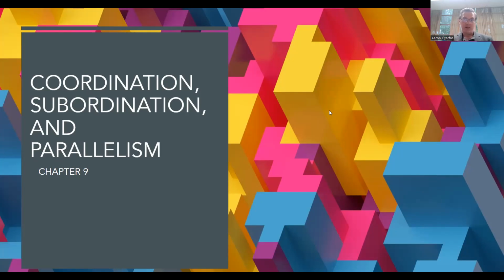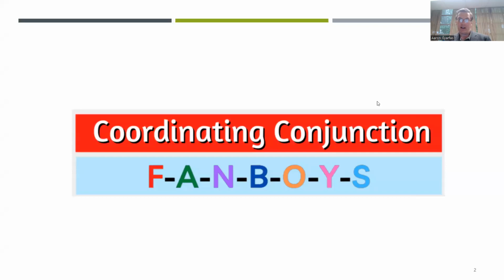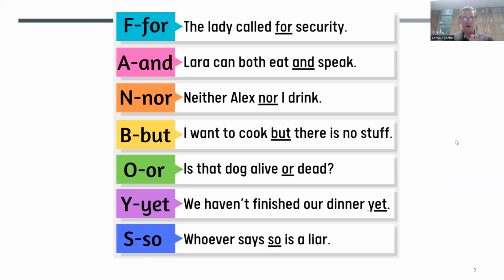This is the first video of 3 videos for Chapter 9. We're going to start with coordination. So again, that involves your coordinating conjunctions. And if you remember, this is a very small closed class. There are only 7 coordinating conjunctions. Very small class, so it's very easy to memorize all 7 words with the nice little mnemonic device. FANBOYS, right? For, and, nor, but, or, yet.